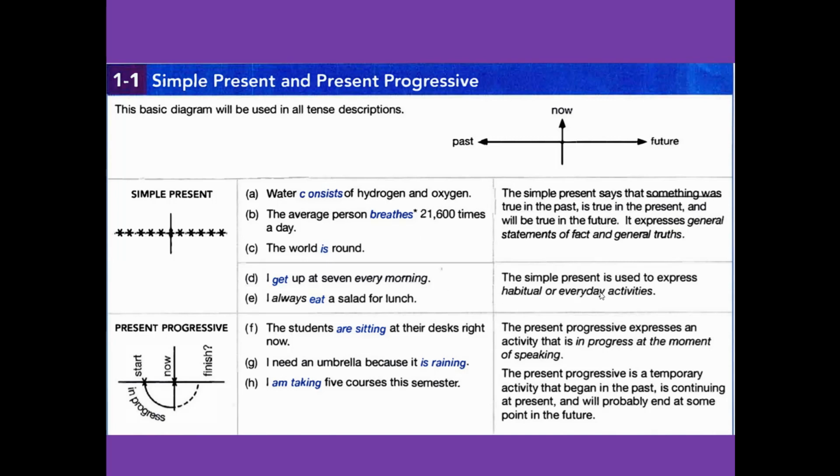The simple present is also used to express habitual or everyday activities. For example, I get up at 7 every morning. I always eat a salad for lunch.